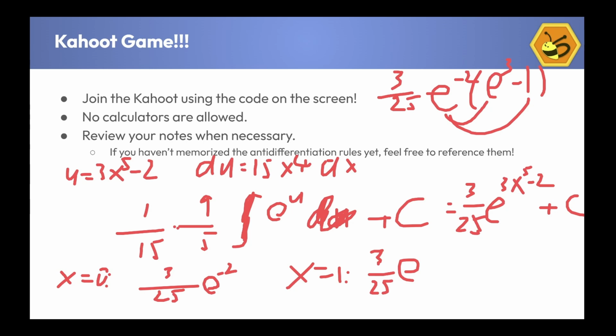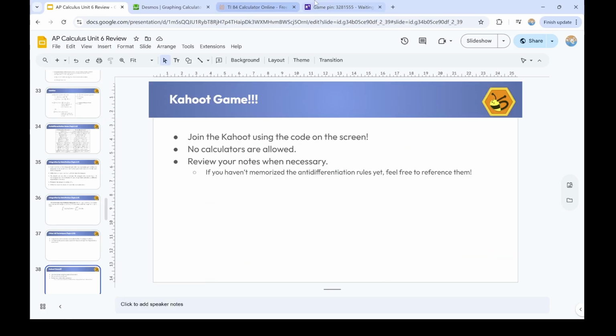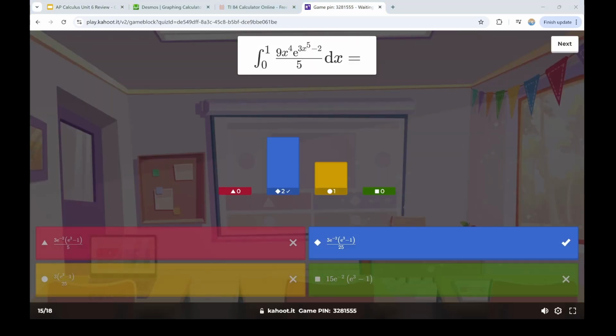We have a short time, so I have to move on to the next one. But we're still using u substitution. Let's go to the next integral problem.